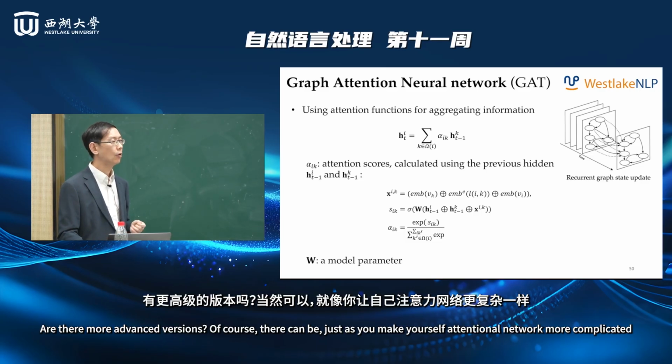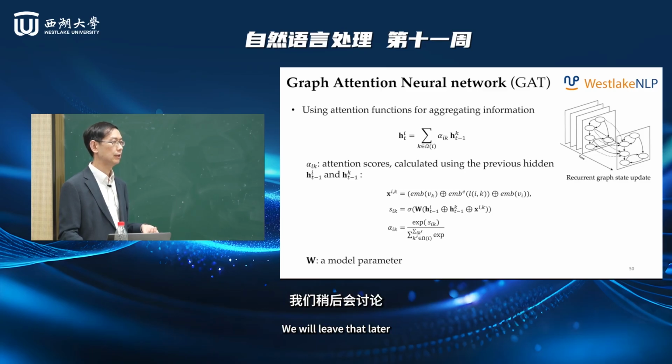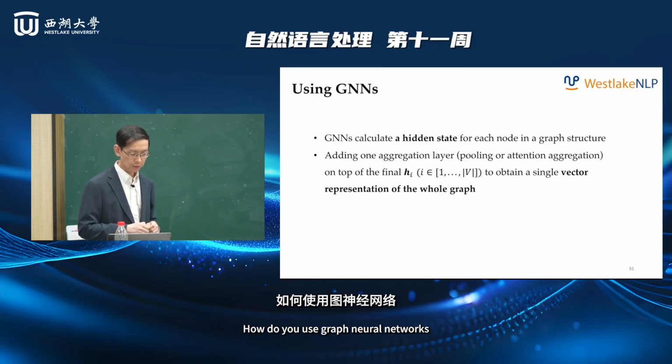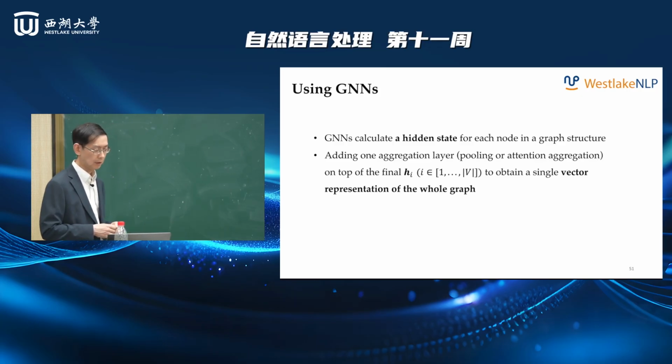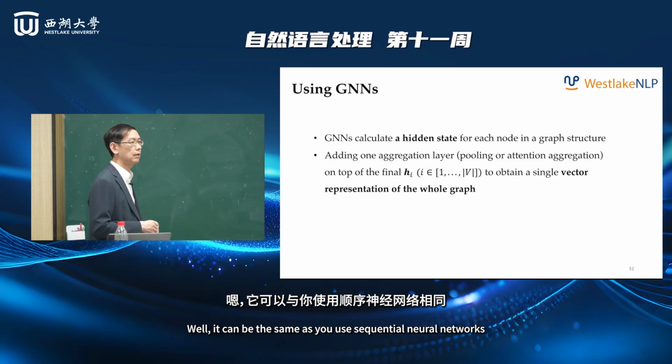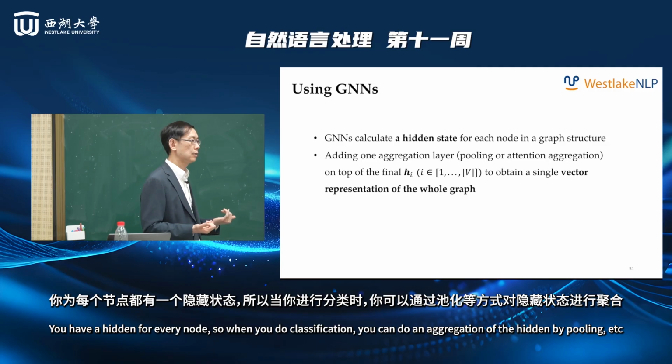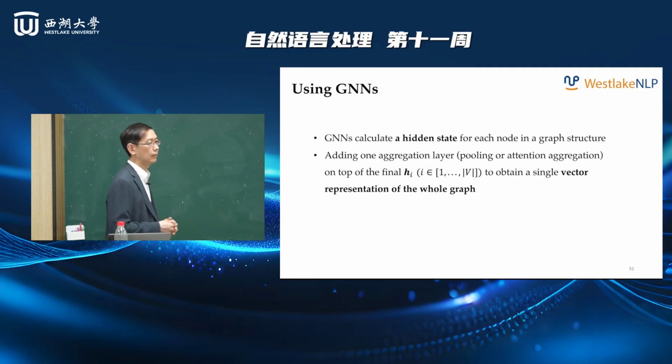Are there more advanced versions? Of course, there can be, just as you make your self-attentional network more complicated, okay? We will leave that for later. How do you use graph neural networks? Well, it can be the same as you use sequential neural networks. You have a hidden state for every node. So when you do classification, you can do an aggregation of the hidden states by pooling, etc. Okay?